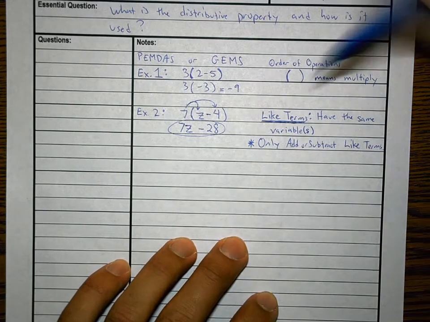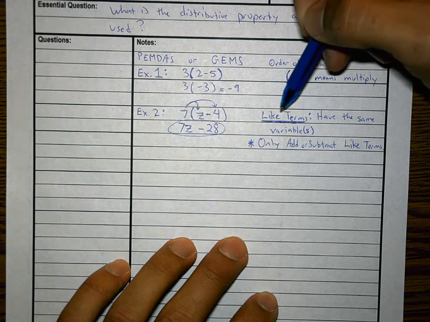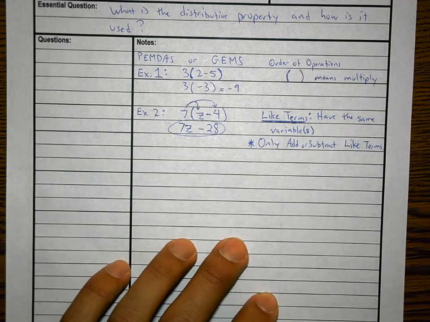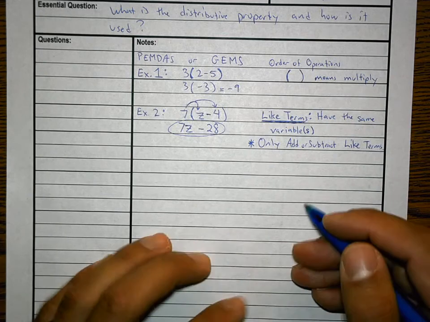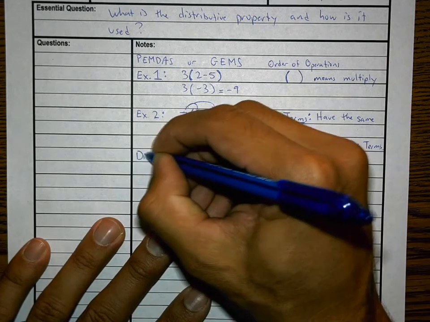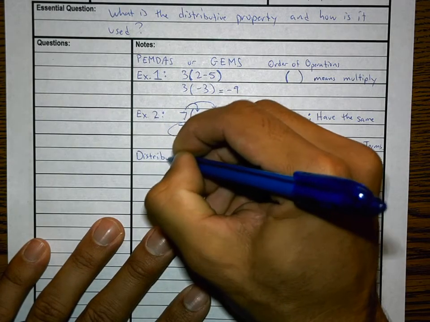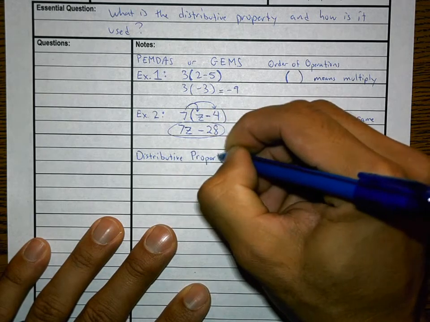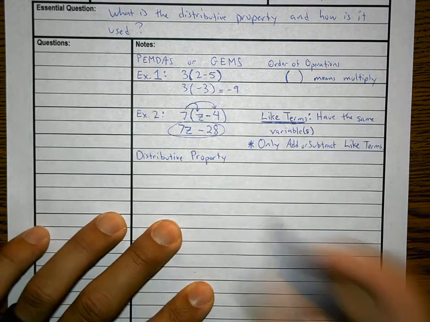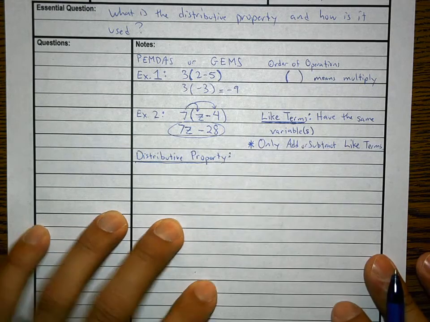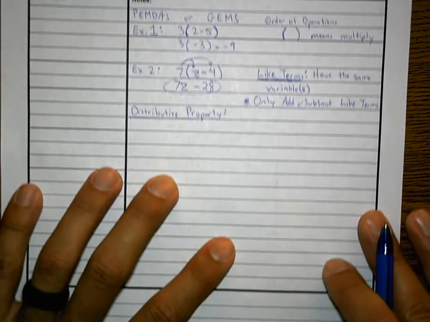This is why I wanted to tell you the term like terms. You can only combine like terms when you're doing problems like that. And that just basically goes to show what the distributive property is. I'm going to write down over here distributive property. What is the distributive property? That's how I'm going to try to answer that question for you. Let me move that up a little bit.